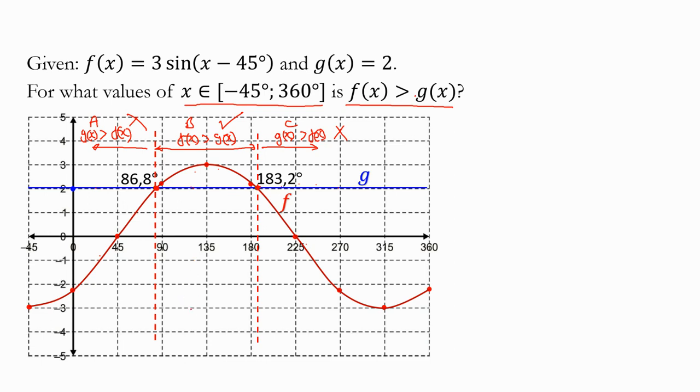So for which values of x? Are we going to include 86.8 and 183.2? No, because it didn't say greater than or equal to, it says greater than. So we're not going to include these points. So it means our x should be between 86.8 degrees and 183.2 degrees. That's the solution there.